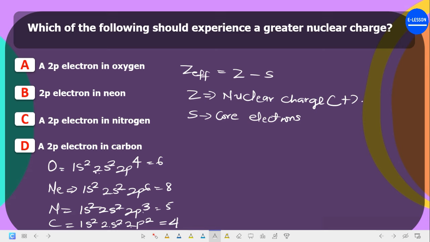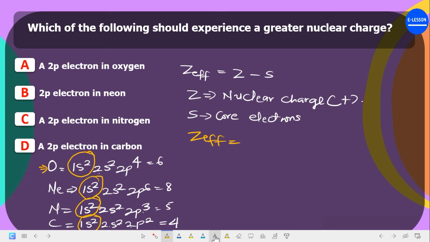Now, in this case, the core electron here is 1s2, 1s2, and 1s2. So, what would be the effective nuclear charge? You can say Z effective is equal to Z minus S. Z is the nuclear charge, the charge of the protons.